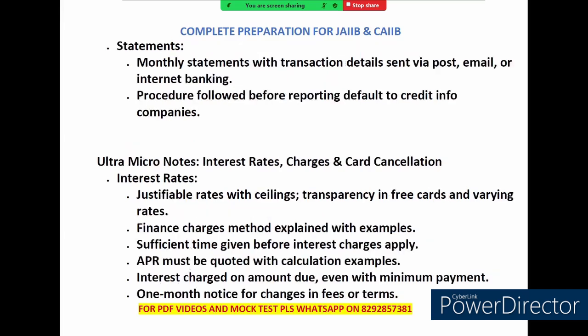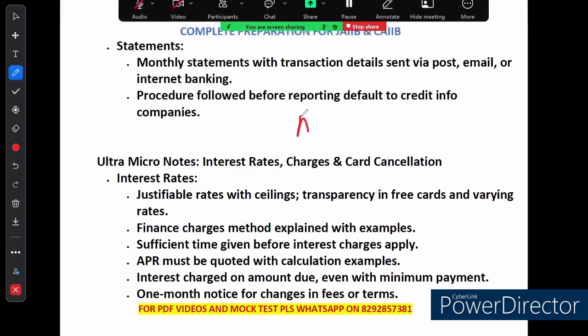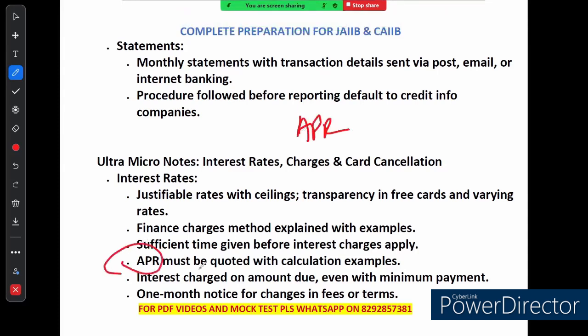Right, now interest rates need to be reasonable and transparent, especially for free cards. The bank must explain how financial charges are calculated with an example. You will also get enough time before interest charges kick in, and they must clearly state the annual percentage rate, that is, we call it APR. The written APR must be quoted with a calculation example. Even if you make a minimum payment, interest will still apply on the remaining balance. The bank must give you at least 1 month's notice before changing any fees or terms.